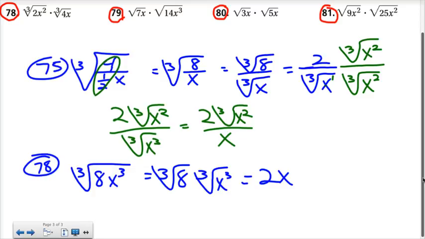Now last but not least, we check to see if we need any absolute value bars. Both of these problems had cubed roots, and with cubed roots, you can have negatives. So we don't need any absolute value bars for these two problems.